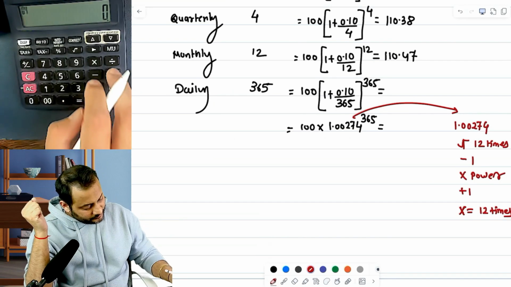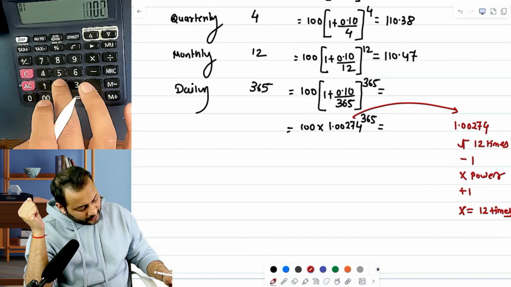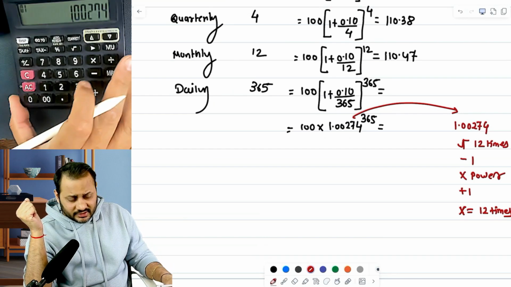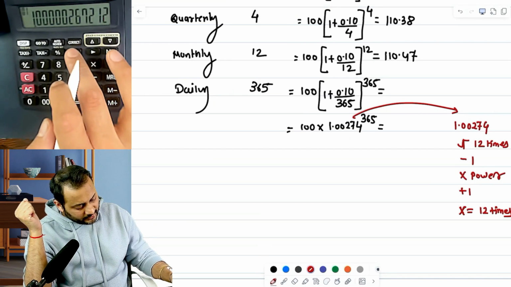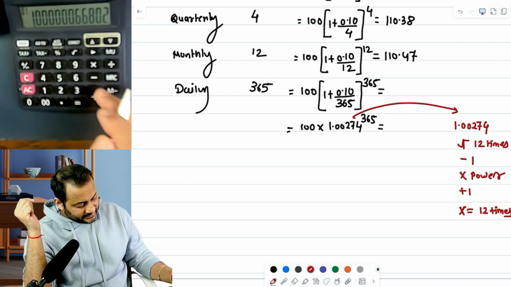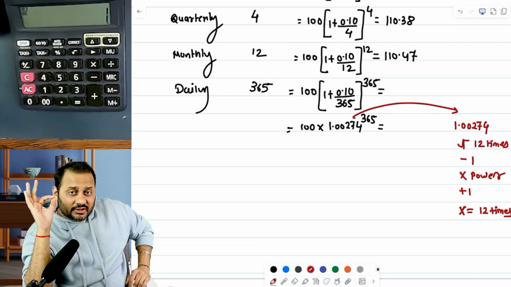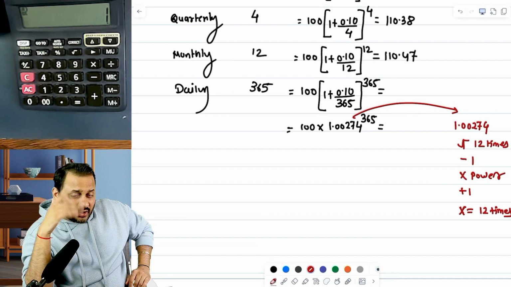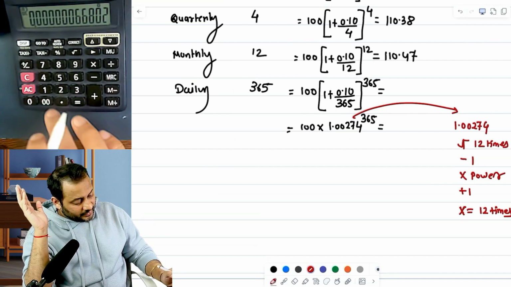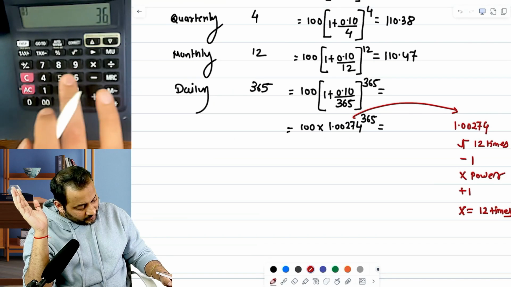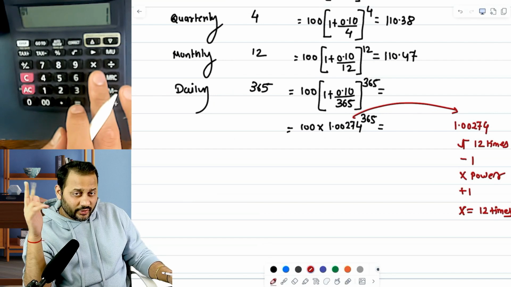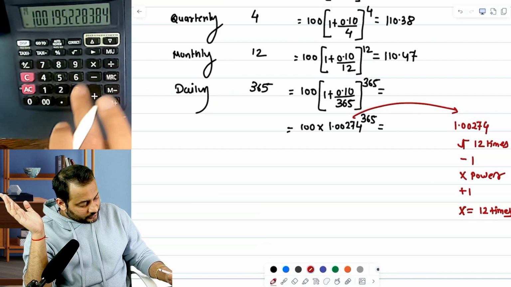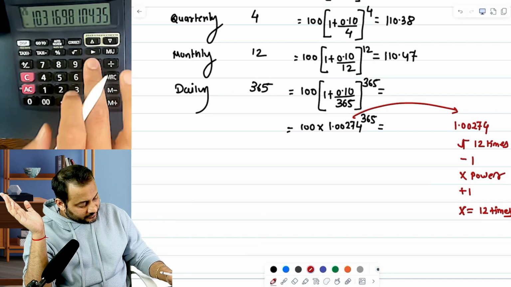Let's calculate. I will keep 1.00274 on the calculator like this. Then I will press square root button 12 times. 1, 2, 3, 4, 5, 6, 7, 8, 9, 10, 11, 12. Okay. Next step is -1. Don't press equals to sign after pressing -1. There is no equals to. Then I will press multiplied by whatever is there in the power, that is 365, and then +1. And then you are going to press into equals to button 12 times.